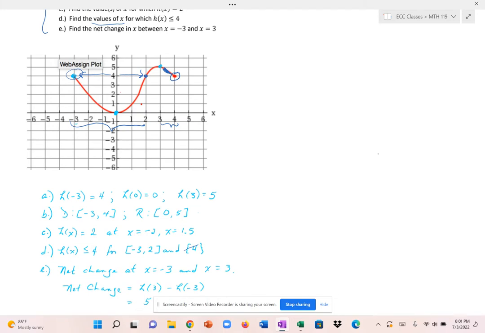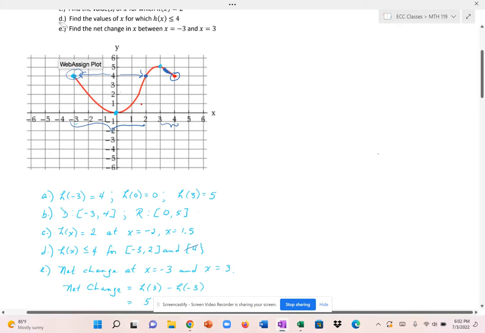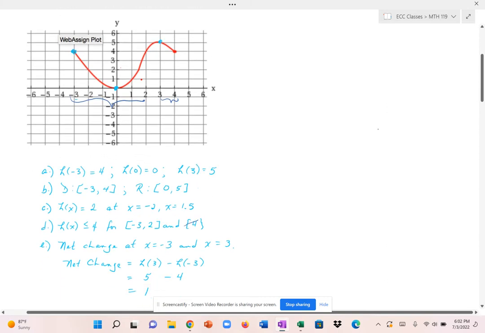Okay, then for part E, you're asked to find the net change. That's something that was discussed in an earlier lesson. The net change is the difference in two y values. So we need to figure out what the y values are of this graph when your x's are -3 and +3, and subtract them. And you always want to subtract with the bigger number first. So your net change would be h of 3 minus h of -3. h of 3 has a value of 5, and h of -3 has a value of 4. So 5 minus 4 gives me a net change of 1.